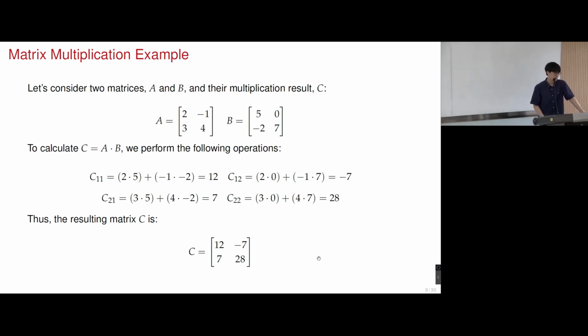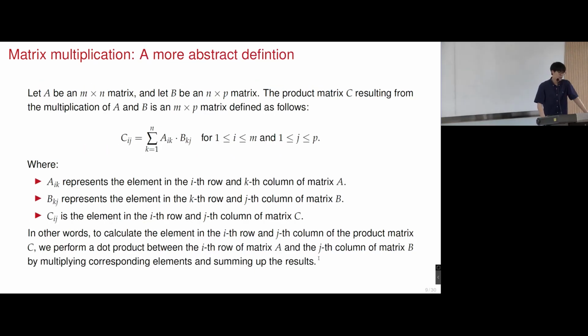Okay, now moving on. I just wrote this not to make you memorize it, but to make sure there is a more abstract definition. So basically, we have A, which is an M by N matrix, and B is an N by P matrix. From here, you can already see that for matrix multiplication to work, the column number of matrix A has to be the same as the row number of matrix B, right?